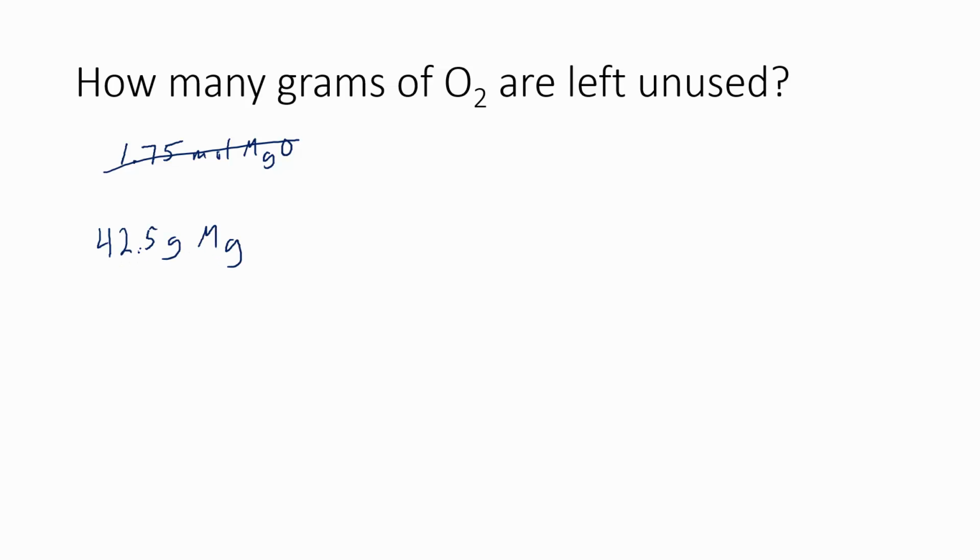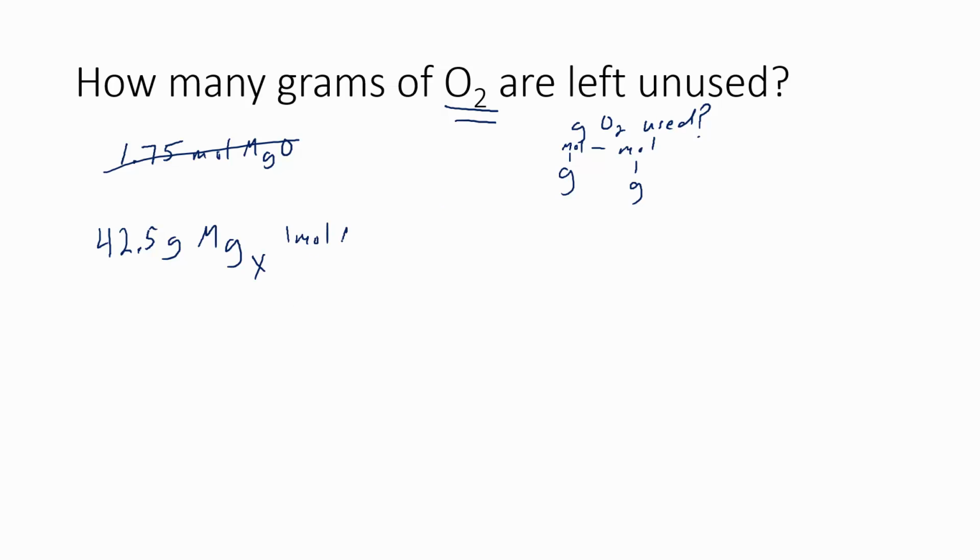So 42.5 grams of magnesium. We're going to figure out how many grams of O2 are unused. So that means we're going to have to find the number of grams of O2 that we did use up, so we can subtract it off the amount we started with. So let's start calculating from grams to moles, moles to grams. There's our flow chart.